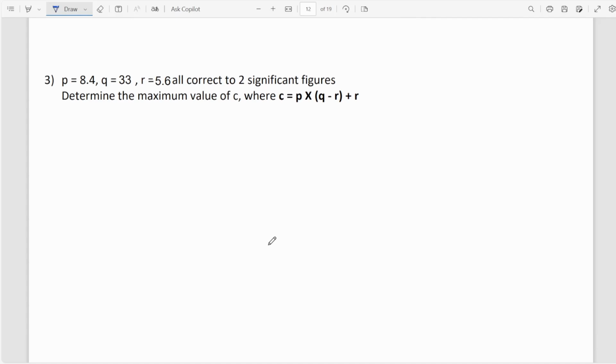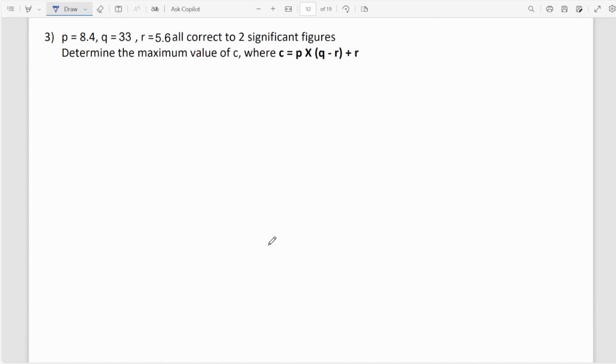Okay, next example. Now, P is equal to 8.4, Q is equal to 33, and R is 5.6, all correct to 2 significant figures. Determine the maximum value of C, where C is equal to P times (Q minus R) plus R. Okay, I'm going to write this down.